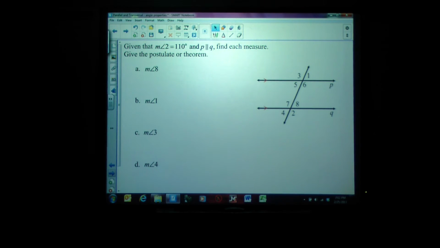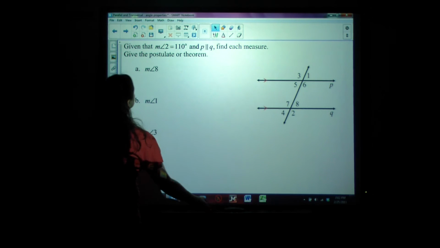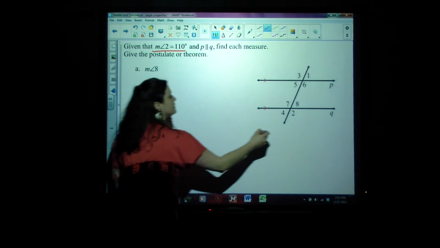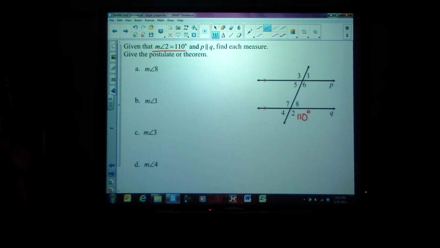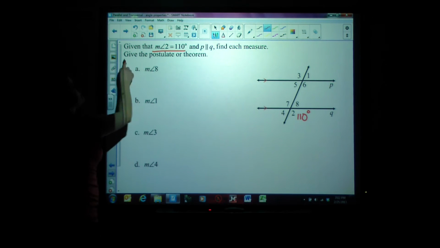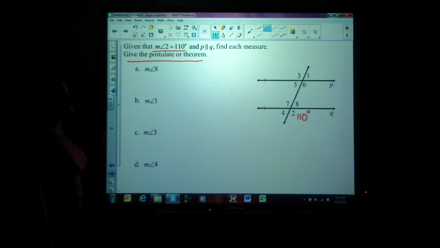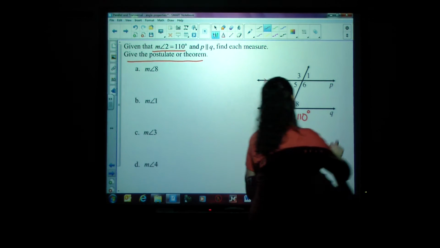So what we can do is if we are given two lines cut by a transversal and we know one angle, we should actually be able to solve for all other angles in that picture. Let's give it a try. I'm going to go ahead and take our given information, the fact that the measure of angle 2 is 110 degrees. I'm going to go ahead and write that in. We should be able to find all the other angle measures, and we should be able to state a reason why we know that. Well, angle 8, here's what I see.